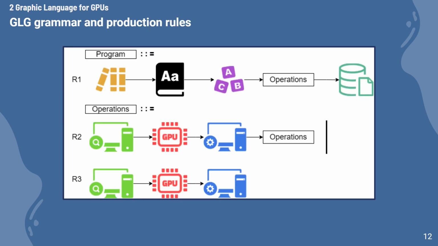The GLG language is based on a grammar consisting of 3 production rules. The first rule, called program, can be derived in rule 2 or rule 3. This means that the non-terminal symbol operations can be replaced by rule 2 or 3. Furthermore, rule 2 can derive into itself or rule 3.